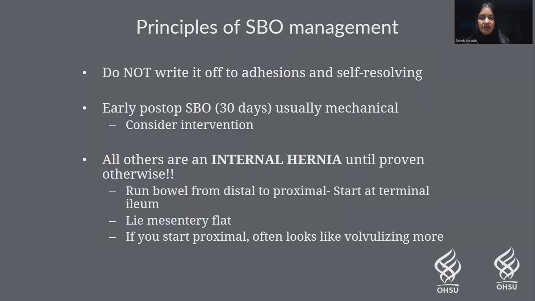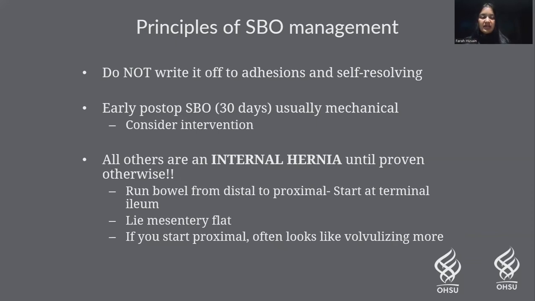So the principles of small bowel obstruction management in gastric bypass, DS, and any bariatric patients: do not just write it off as adhesions or self-resolving. In these patients, even if it improves, they should probably still be seen by a bariatric surgeon or have consideration for a laparoscopy at some time. An early small bowel obstruction within 30 days is usually still mechanical, so consider intervention. It may be, again, something so simple as a trocar-site hernia. So this is usually still a technical issue. All others in my book are an internal hernia until proven otherwise.